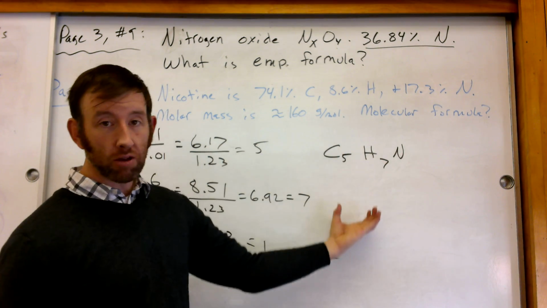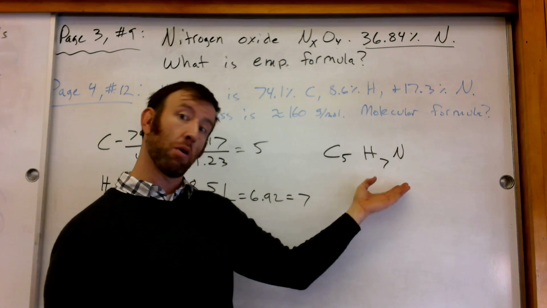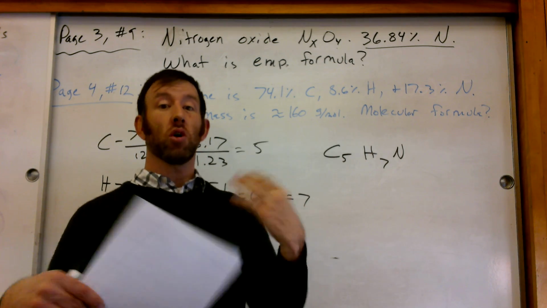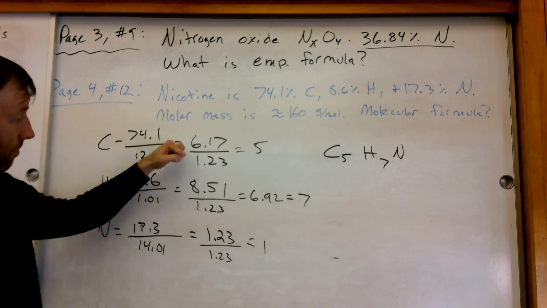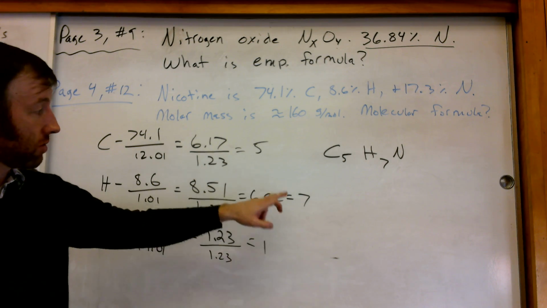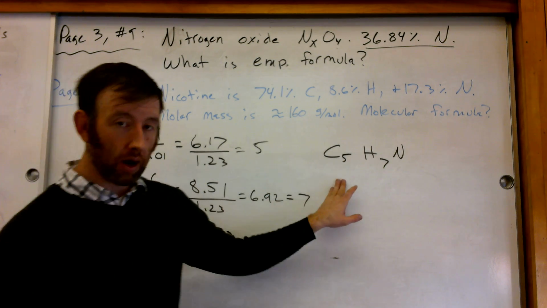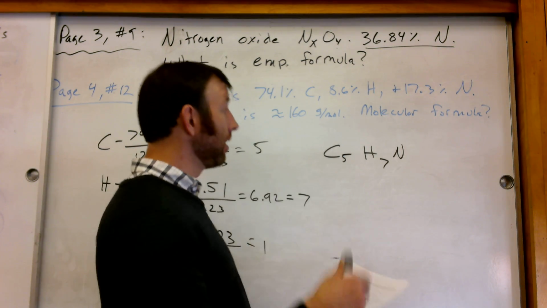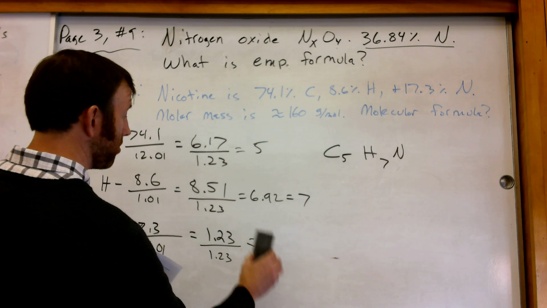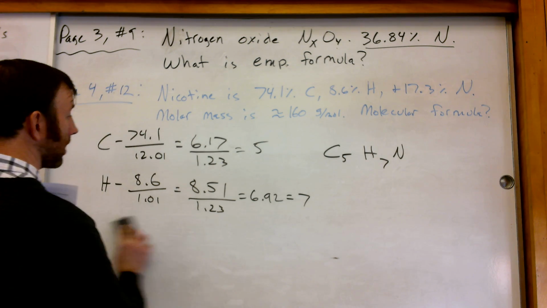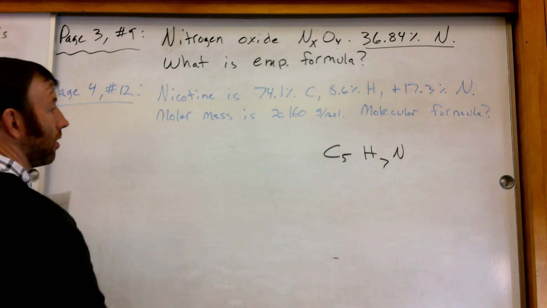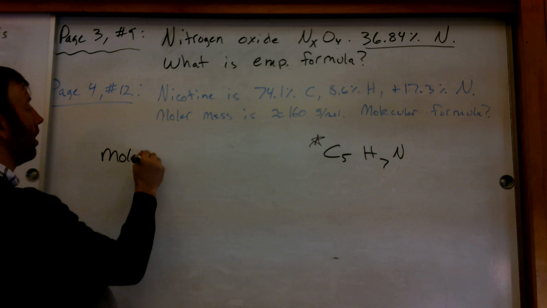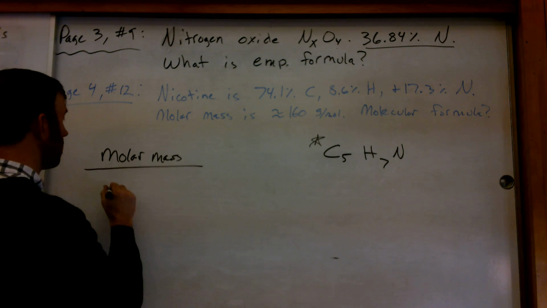That means my molecular formula is going to be some ratio that looks like this, but maybe it's double or triple what it actually shows in my empirical formula. But my ratio is going to stay the same. So I found my empirical formula. Here's my ratio, 5 carbons to 7 hydrogens to 1 nitrogen. That's my empirical. I got to go one step farther to get my molecular formula. How do you find molecular formula from your empirical formula? You take molar mass over empirical mass.